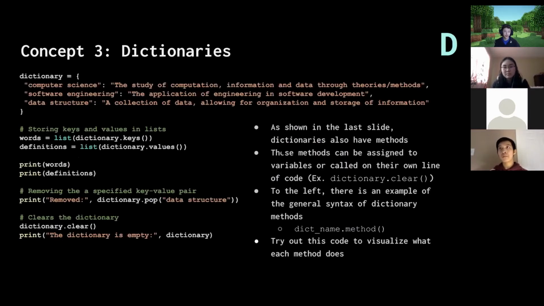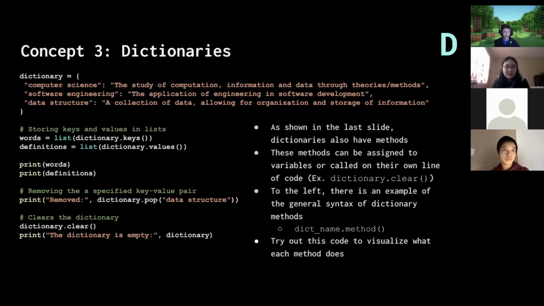So as mentioned in the last slide, dictionaries also have methods, and they can be assigned to variables or called on their own line of code. For example, dictionary.clear. And to the left are some examples of the general syntax of dictionary methods.